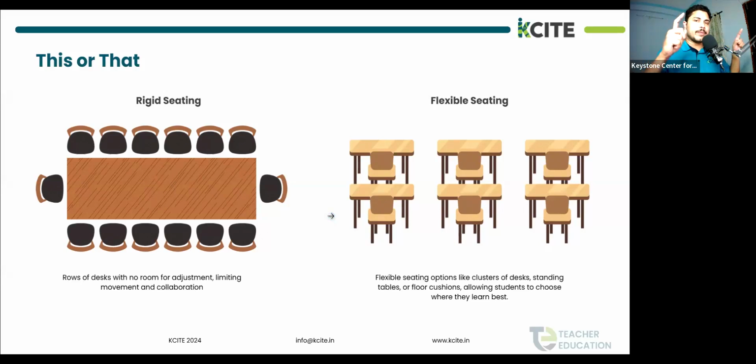The reason I have kept this particular slide is, when you say flexible seating, the question is, there are schools where there are benches which are permanently kept in the classroom. You cannot move them. What do we do? You want them to collaborate. How do you do it? That's a question, because in rigid seating, it's impossible.